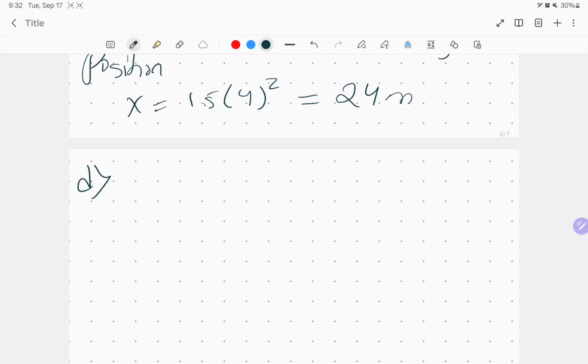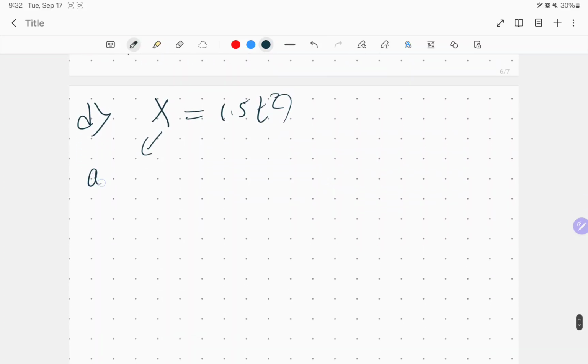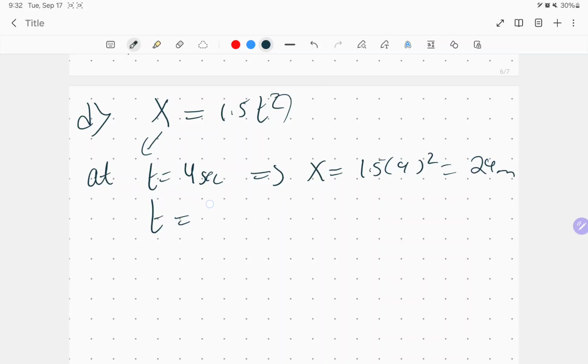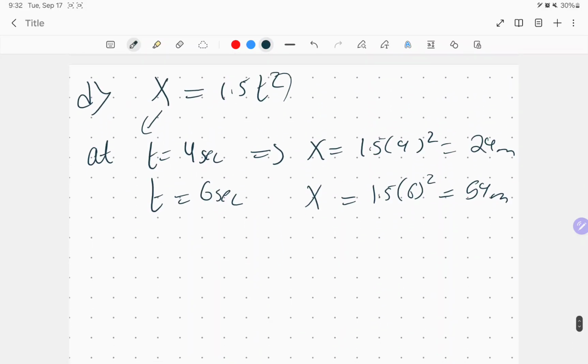Let's go now to part D. It's telling me to find the distance covered between 4 seconds and 6 seconds. Here I don't have a number line, but I have something better, the equation of motion. The equation of motion can tell me the position at whatever time he gives me. So at t equal to, for example, 4 seconds, the x position was 1.5 times 4 squared equal to 24 meters. At t equal to 6 seconds, x was 1.5 times 6 squared equal to 54 meters.